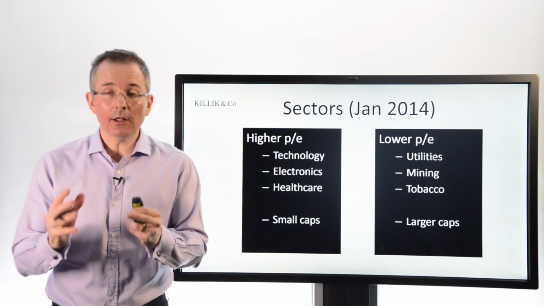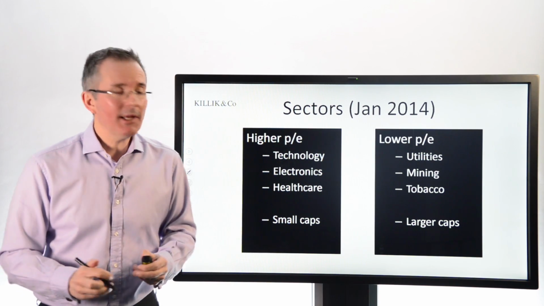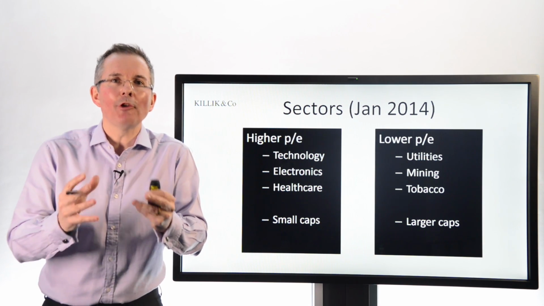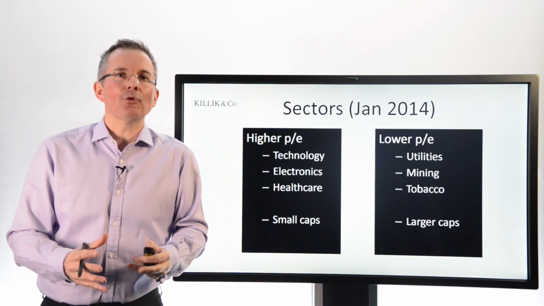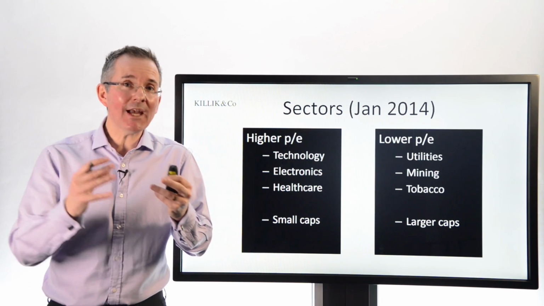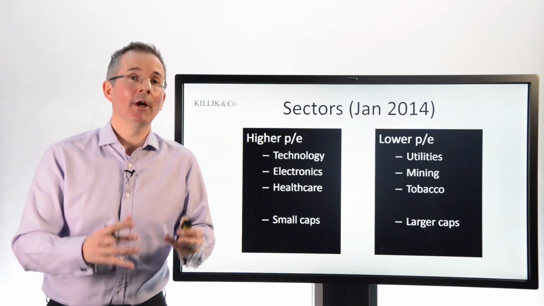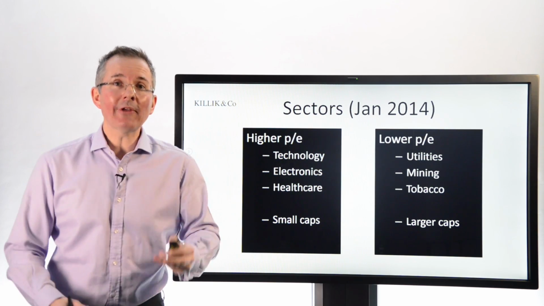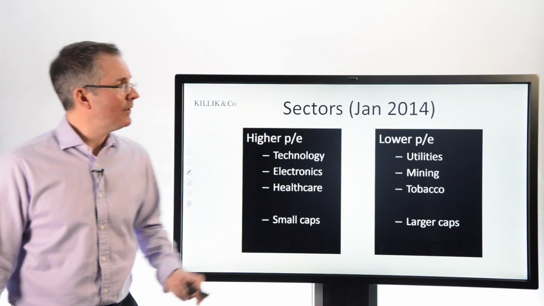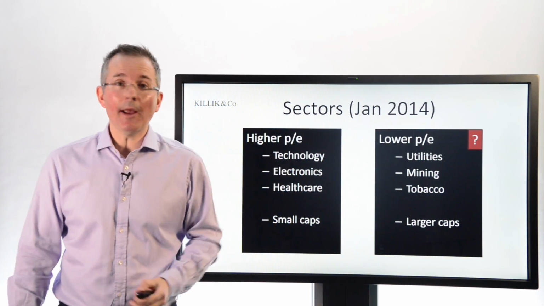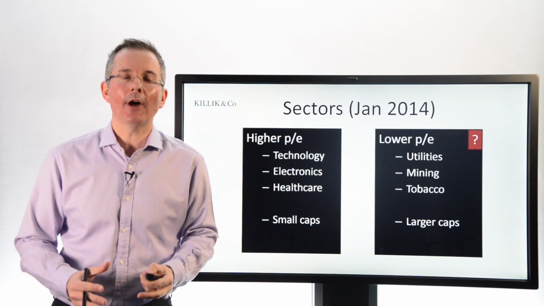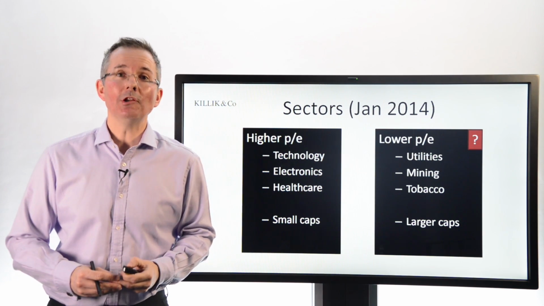On the right-hand side, lower PE ratios: utilities, mining, and tobacco stocks. Why? These are companies that, for various reasons, have limited growth potential. Perhaps they've saturated their natural growth markets. Perhaps they're regulated, all right? So they tend to attract lower PEs. Bigger stocks, as a rule of thumb, tend to have lower PEs than smaller stocks. But does that mean you don't want those? No growth prospects, why would I want to buy those? No. Worth bearing in mind that some of those sectors can be the ones that offer those juicy dividend yields that I talked about, the other side of owning shares.